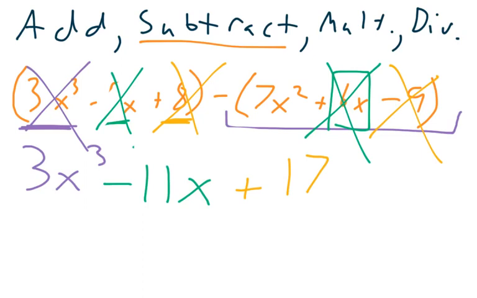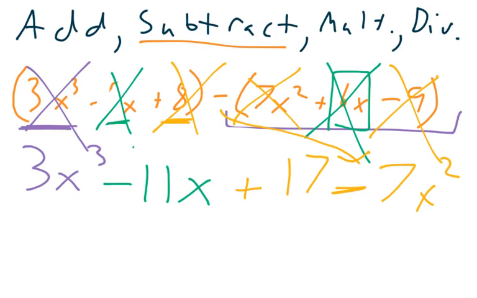Sometimes you're going to have stuff left over on one of the two sides. So I have this minus 7x squared, but on the first half of my problem, I didn't have any other x squareds. That's the only one in this problem, so I'm not going to subtract it from anything. It's just going to come down, with that minus sign coming with it. So when I work out this problem, I get 3x to the third minus 11x plus 17 minus 7x squared. And so that's what we get.